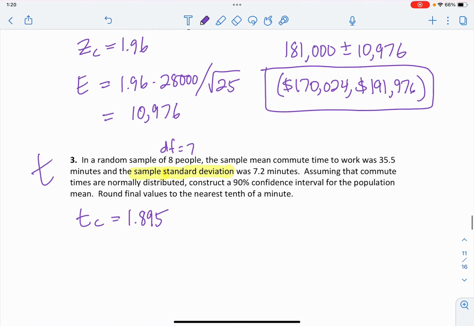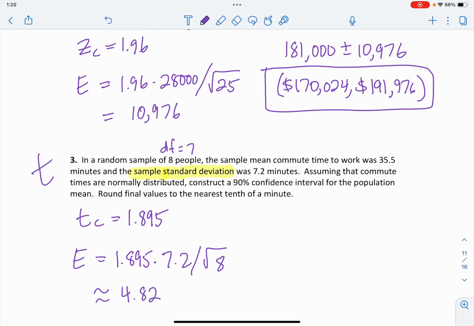Away we go. Getting used to this formula, right? So the E is going to be always that critical value first, times the standard deviation, divided by the square root of n. Calculating that, I'm getting 4.82.